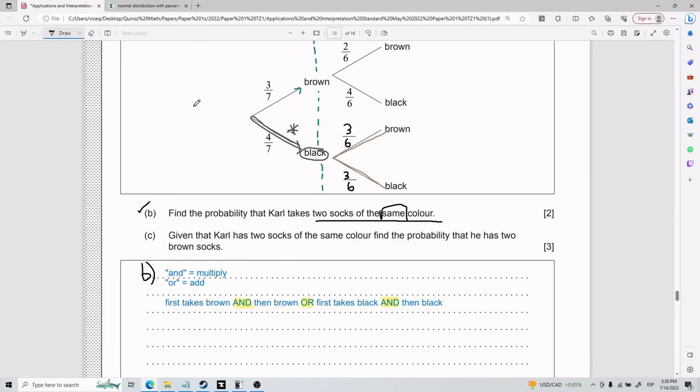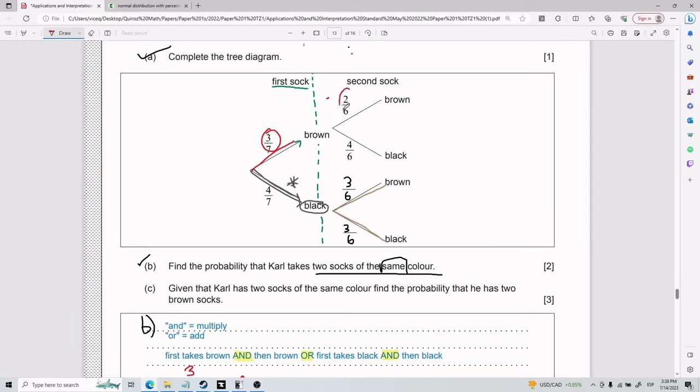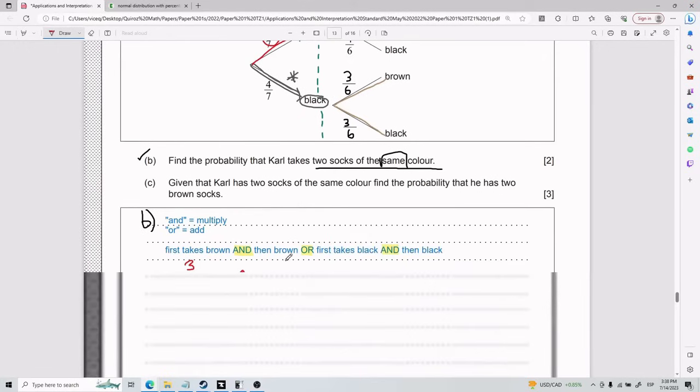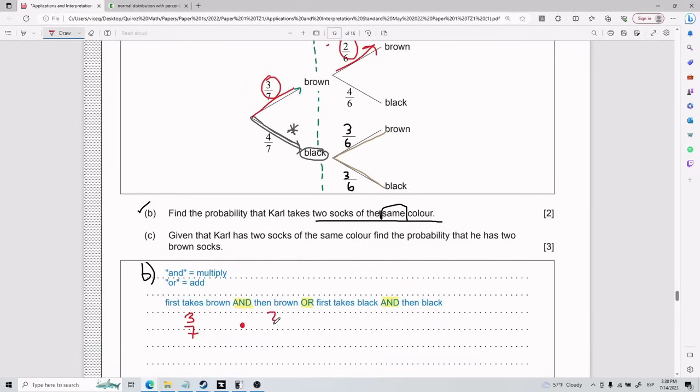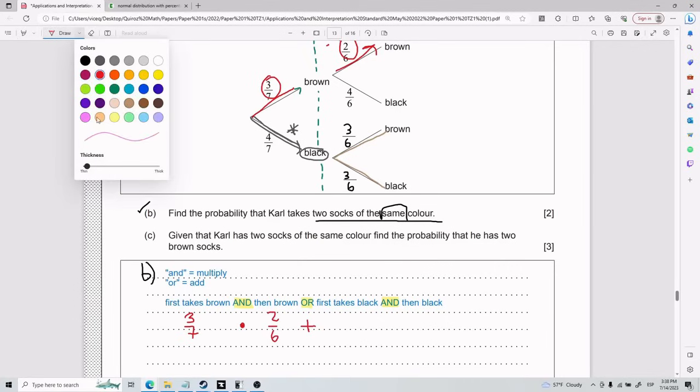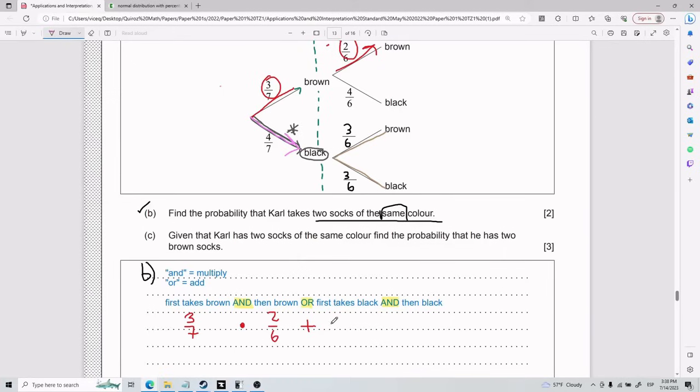The probability that he first takes brown is 3 out of 7. And is a multiply. And then another brown is going to be 2 over 6. Or we're going to add: first takes black, which I will do in pink, and then another black, which is 3/6. If I look at it that way, now it makes a lot more sense.